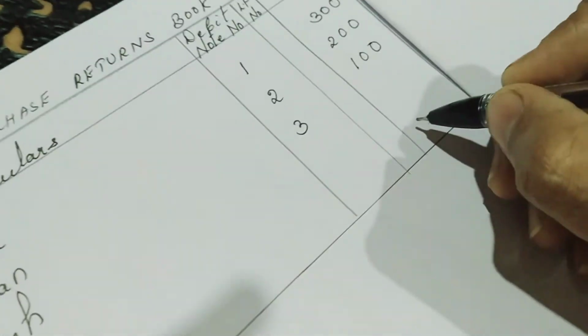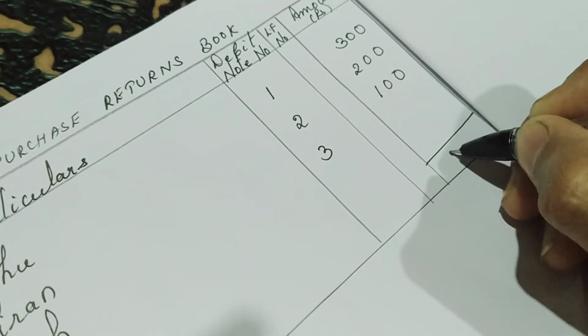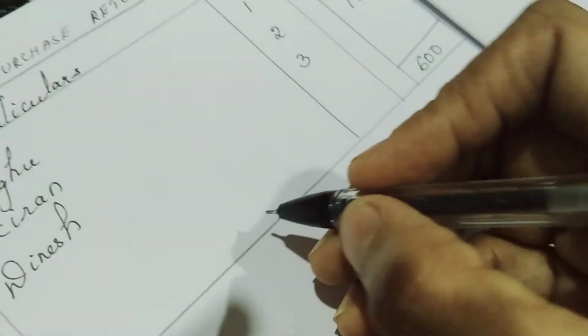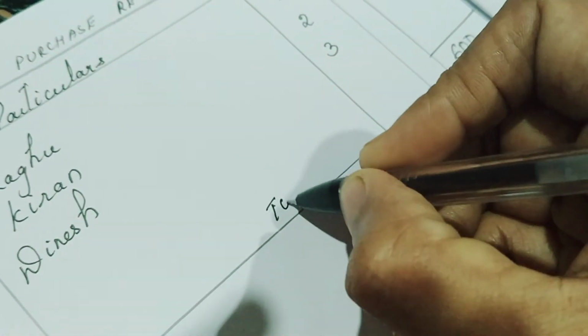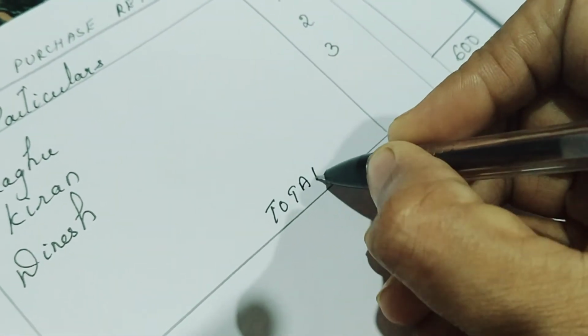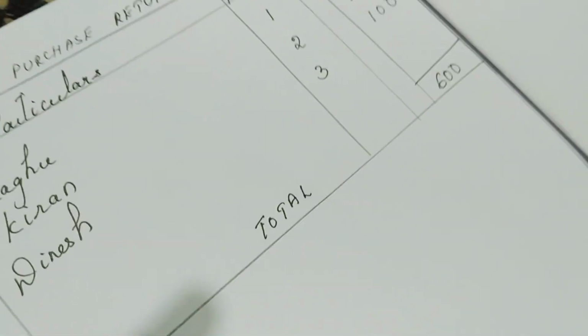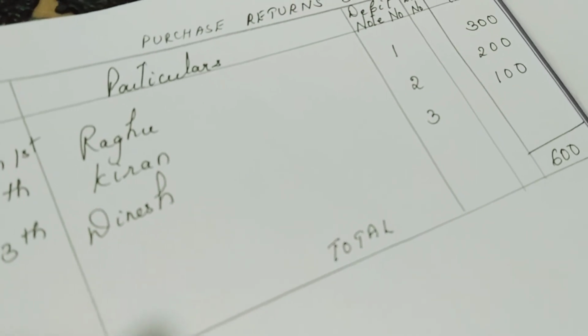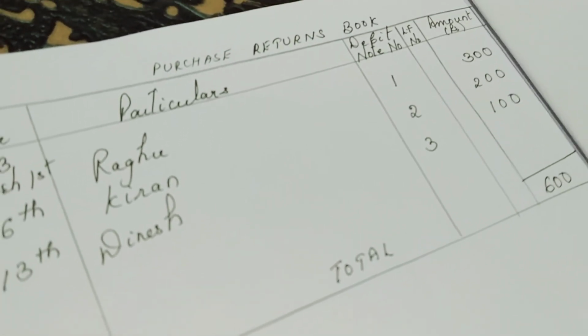The total purchase returns we have done for the amount of 600 during the month of March in the year 2013. And here in front of the total you will write total. Okay, that's it. With this we finish our purchase returns book. Do not get confused, dear students. Very easy to remember.